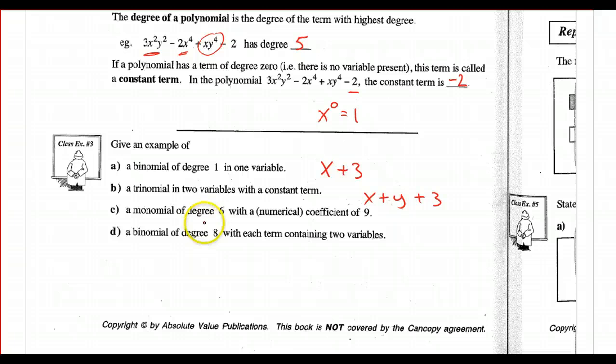All right, a monomial of degree 6 with a numerical coefficient of 9. So 9x to the 6, or I can write 9x to the 3, y to the 3, any combination of that. Okay, a binomial of degree 8 with each term containing two variables. So I'm just going to go x and y plus p and q, and degree 8. As long as one of them has a degree of 8, I'm good to go. So I can make this 5 and a 3, and I'm okay.